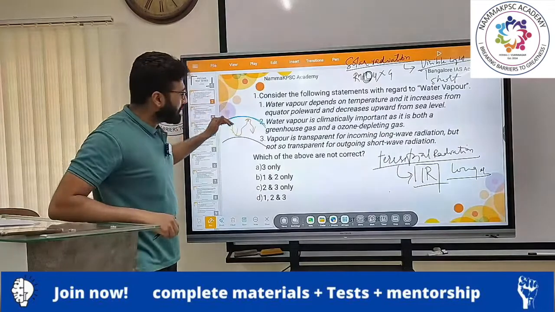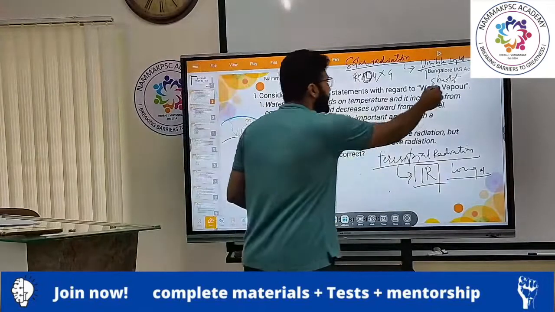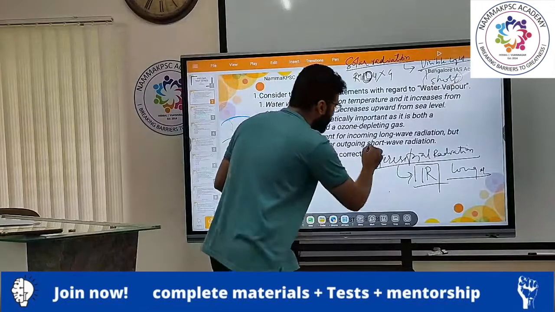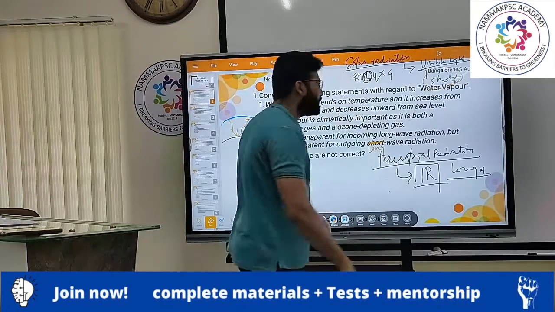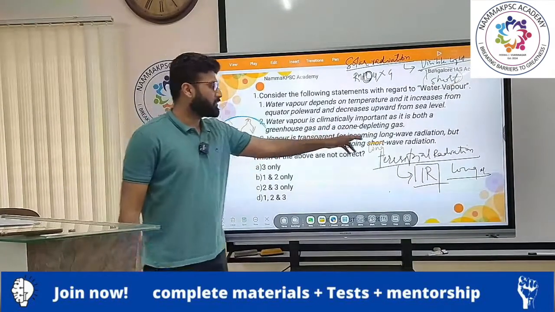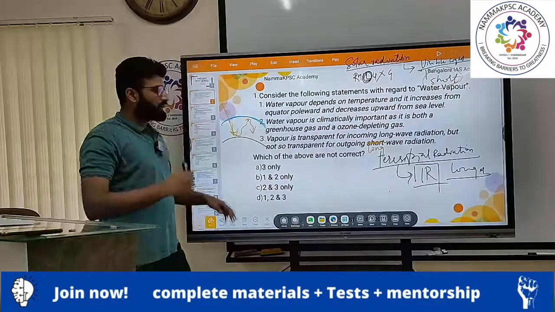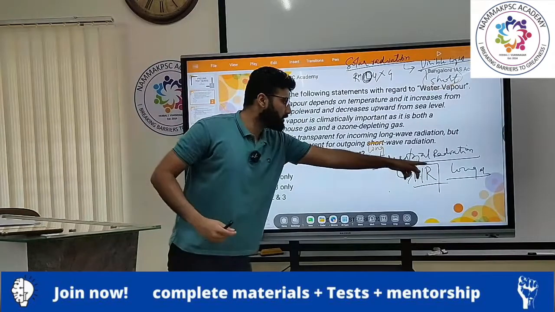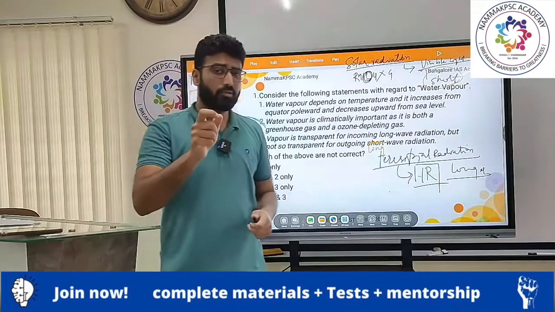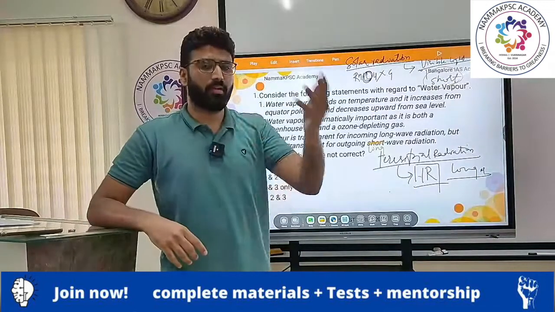Okay. So what is happening? Water vapor is transparent for incoming long wave radiation. No, incoming is short, but not so transparent for long wave radiation. Okay. So they have interchanged it. It should have been water vapor is transparent for shortwave radiation that is incoming from the sun, but when it is reflected back in the form of infrared radiations, that is long wavelength, it is not transparent. The reason being that the size of the molecules of water vapor resonates with the wavelength of infrared radiation, and therefore it prevents it from escaping.